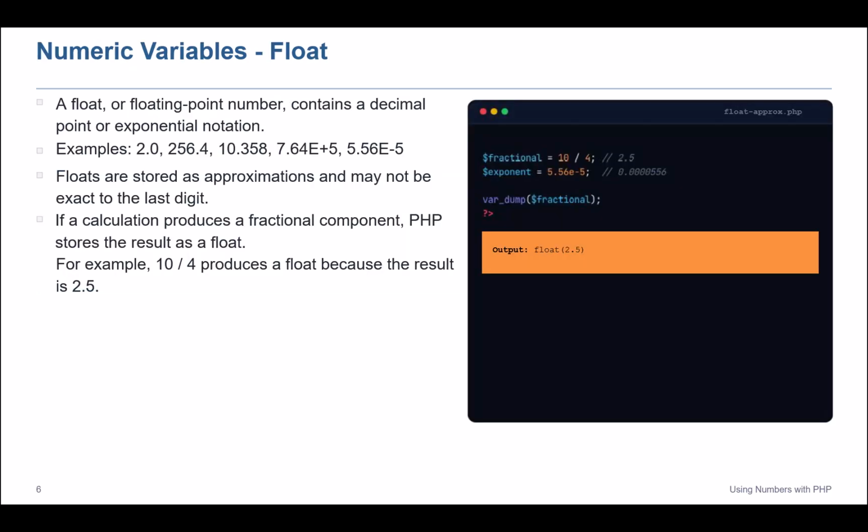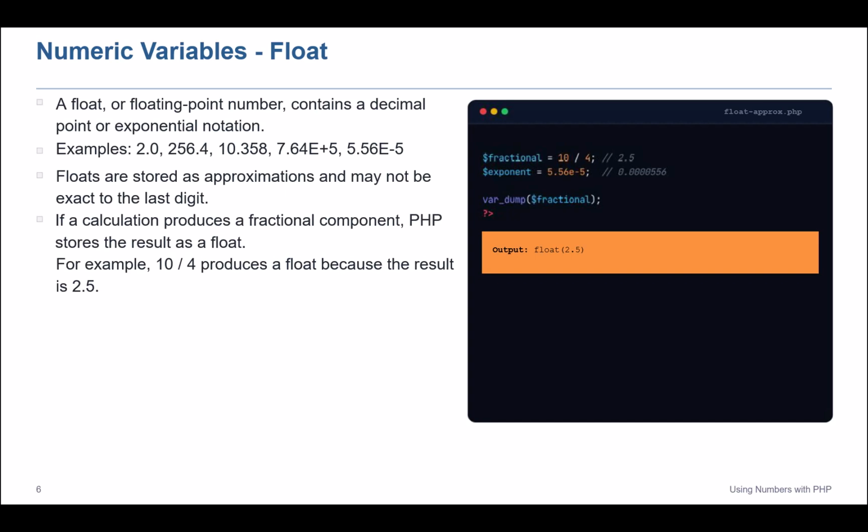PHP also has a numeric data type called a float. A float, or floating point number, is a number that contains a decimal point or is written in exponential notation. Floats are useful when working with decimal values, but they are stored as approximations. This means they may not always be exact to the last digit. A float will typically contain a decimal point or be expressed in exponential form.